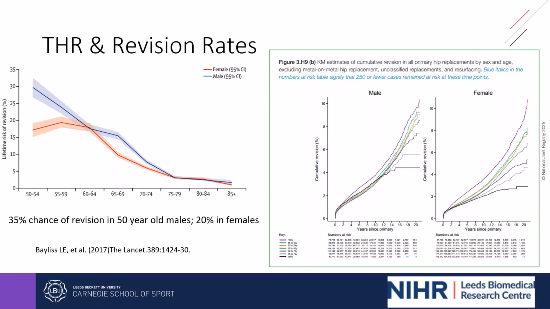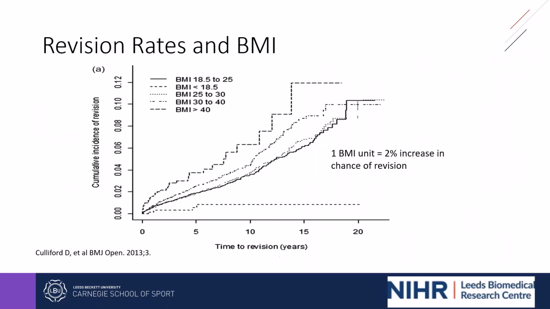Similarly, we see differences in patient demographics such as BMI. So in this study by Culliford et al. in 2013, he stated that for every 1 BMI unit, there was a 2% increased chance in revision risk. And again, we don't know why this is. Is it due to an increased load? Is it due to the fact that patients potentially with a higher BMI actually function differently to those patients?